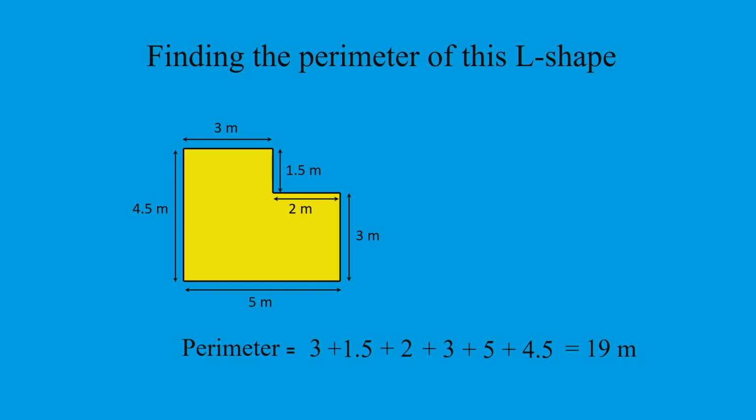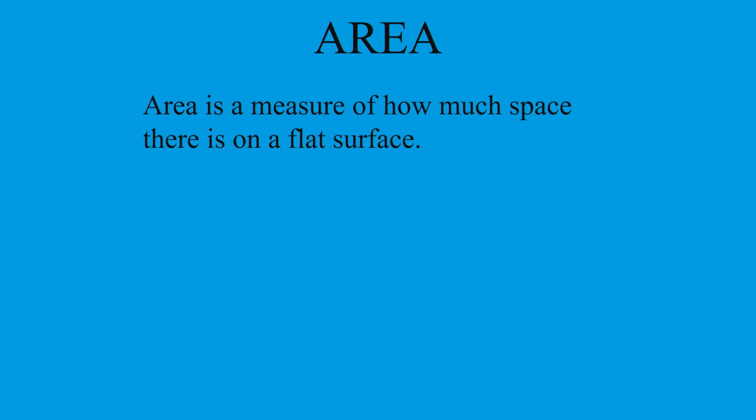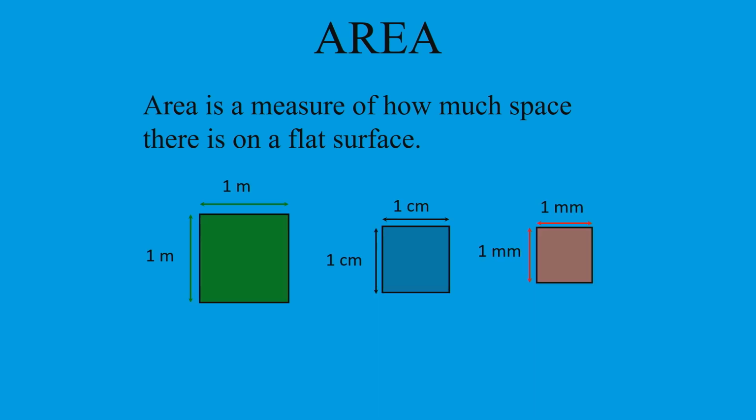Okay, now we will proceed to find the area of figures. Let's define area. Area is a measure of how much space there is on a flat surface. We have got 3 different figures showing you different areas. The first one is 1 meter squared, the second figure 1 centimeter squared, and the third figure 1 millimeter squared.